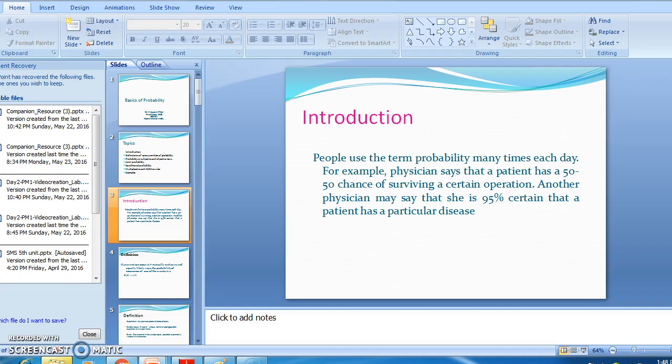Let's introduce probability. People use the term probability many times each day. For example, a physician says that a patient has a 50-50 chance of surviving a certain operation. Another physician may say that she is 95% certain that the patient has a particular disease.